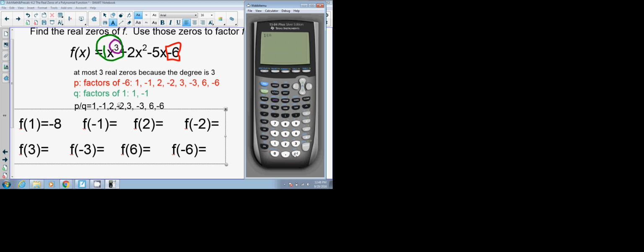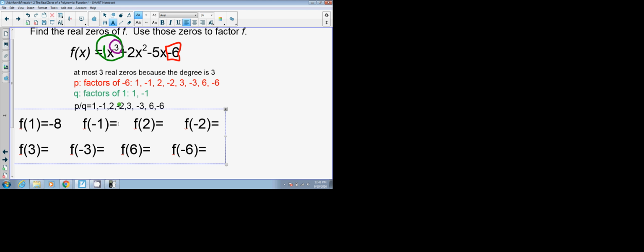1 with a negative 1 in parentheses raised to the third power plus 2 with a negative 1 in parentheses squared minus 5. Ooh, man, I'm having a rough time. Minus 5 times negative 1 minus 6 gives me a value of 0. So I know f of negative 1 is 0.